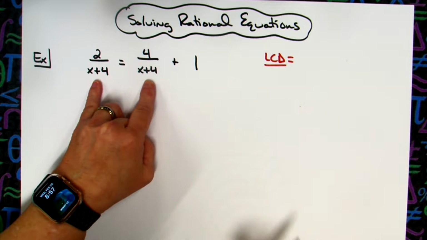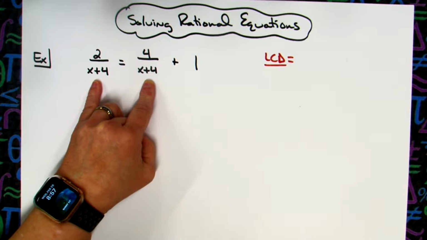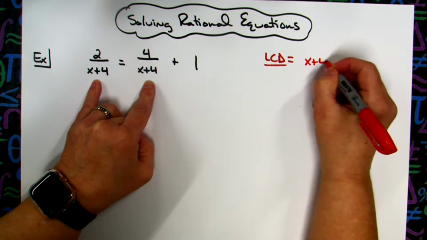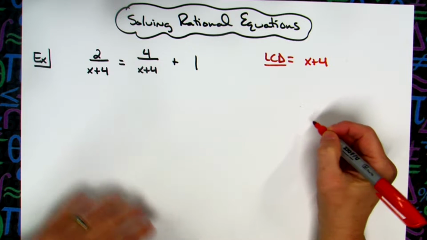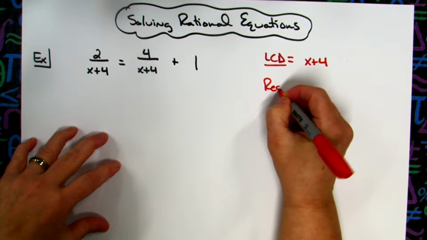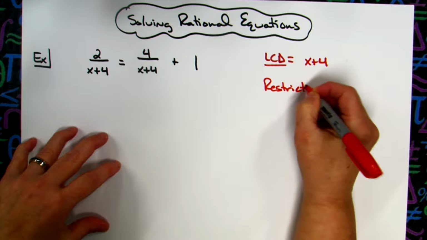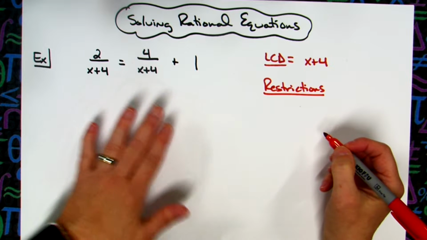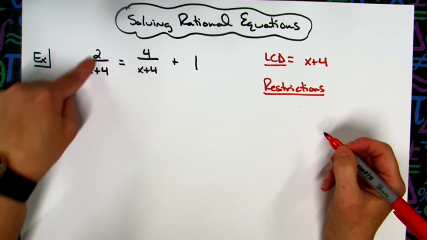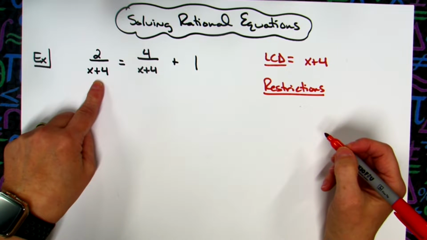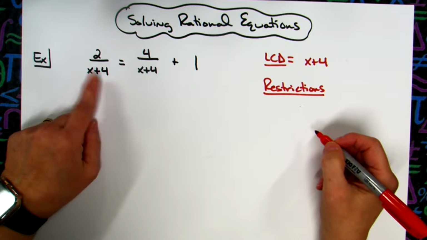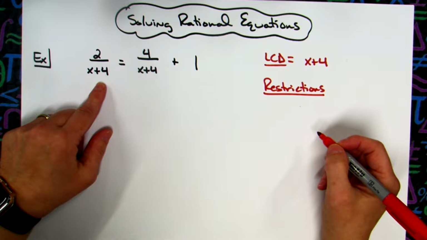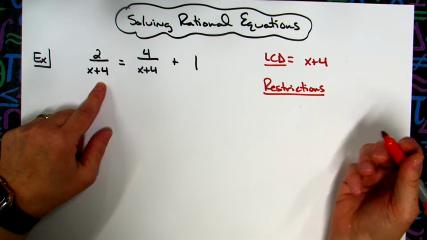So we're going to take a look at both of the denominators. It is x plus 4, so then our least common denominator is going to be an x plus 4. Now at the same time we're also going to be looking at our restrictions. All right, since this is a rational equation, I've got some division in here, and we're not allowed to divide by 0. So we're going to take a look at what would make these denominators 0, and we're going to make sure and mark that it is a restriction.